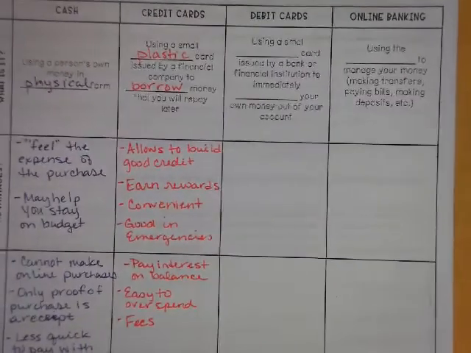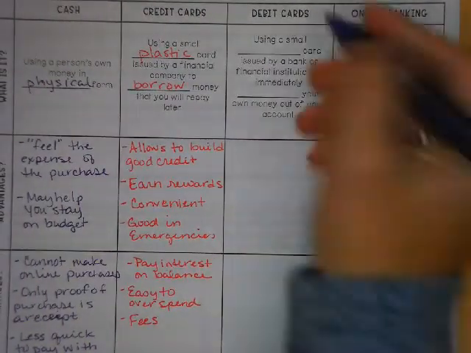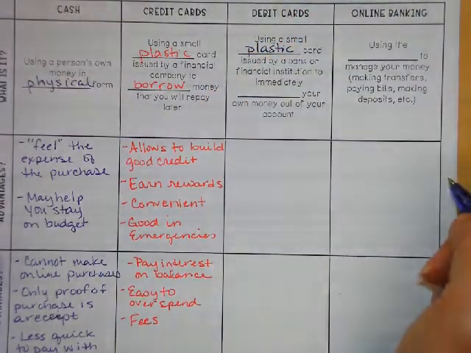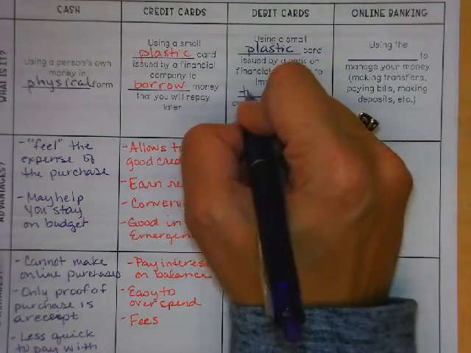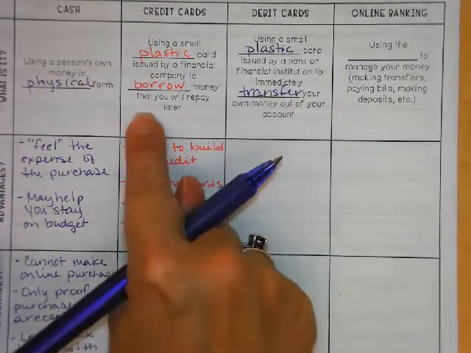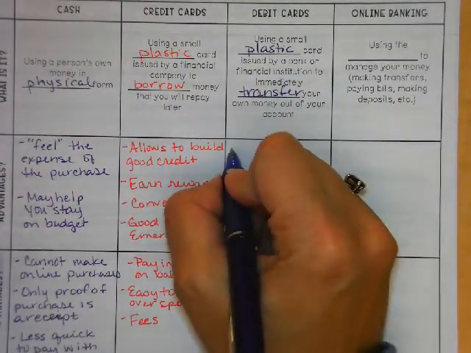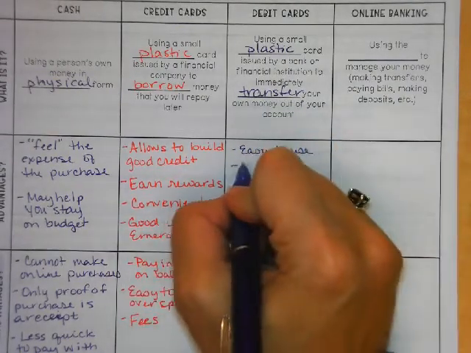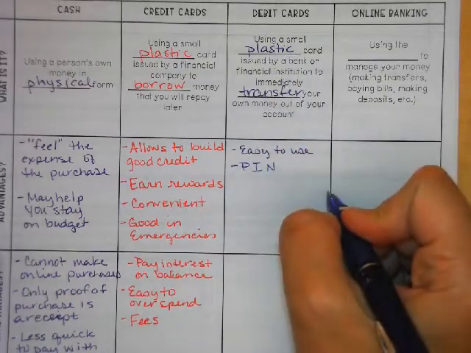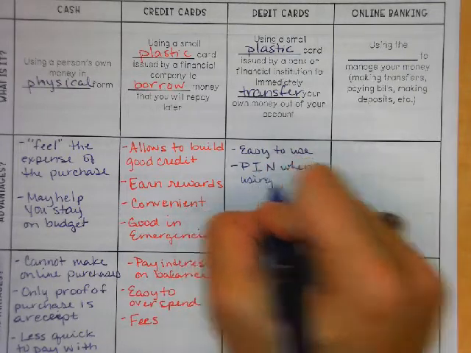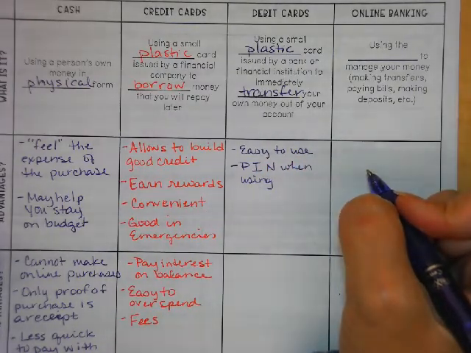Debit cards are like credit cards. Again, you're using a small plastic card issued by a bank or a credit union, and it will immediately transfer your own money out of your account. Remember, this one is immediate. This is once a month. This is super easy to use. You have to have that PIN number, that personal ID number, when using it. So it's fairly safe as long as no one has your PIN number.